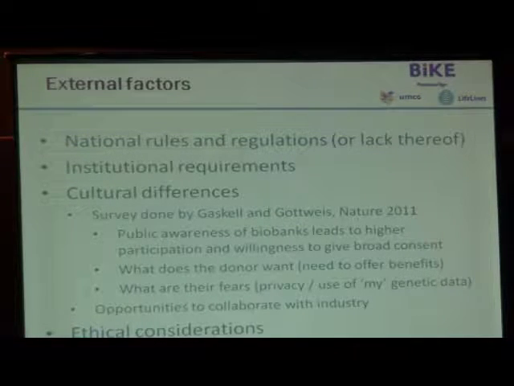And also, the trust in the government relates directly into the trust in biobanks. So the higher the trust in government, the higher the trust in biobanks. So also there we are faced with an external factor because you can't influence it. Then what does the donor want? What does he expect? So in the Netherlands we have a very altruistic approach.